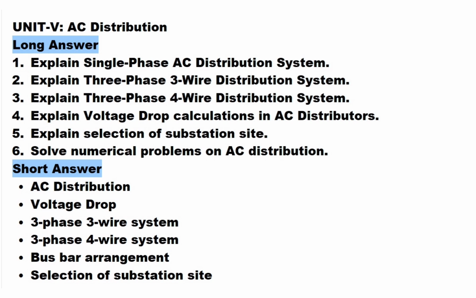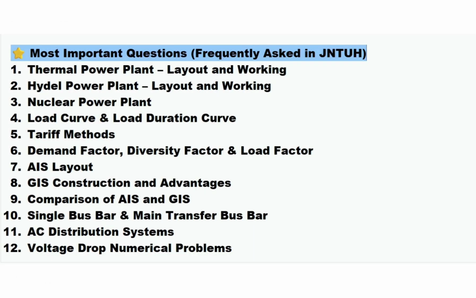Explain voltage drop calculations in AC distributions. Explain selection of substation site. Sixth one is solve numerical problems on AC distribution. Short answer questions are AC distribution, voltage drop, 3-phase 3-wire system, 3-phase 4-wire system, bus bar arrangement, selection of substation site. Next I have mentioned the most important questions frequently asked in JNTUH.